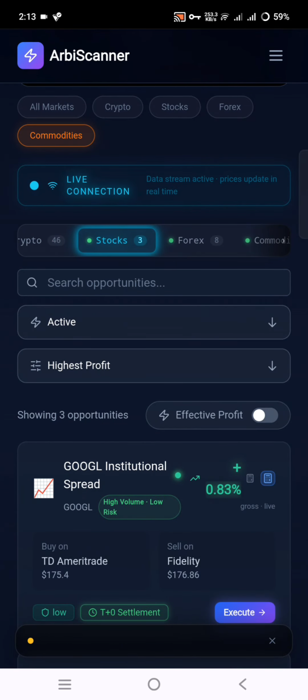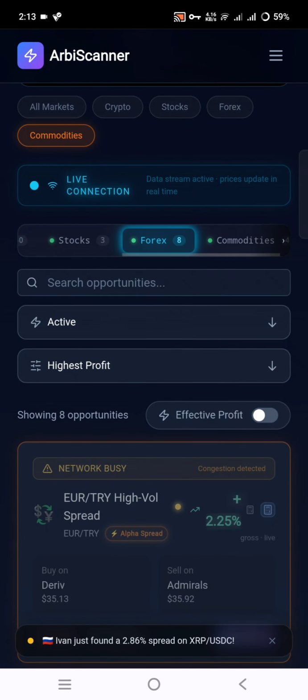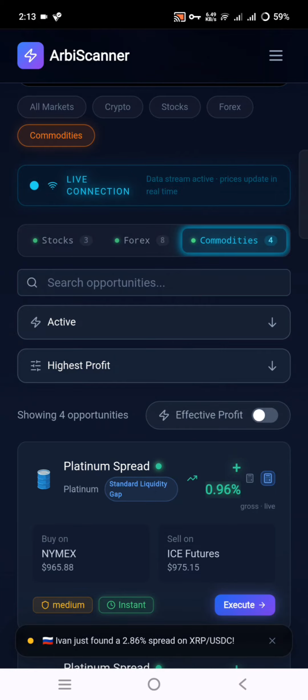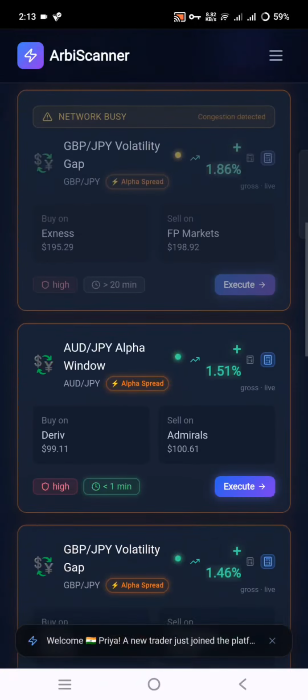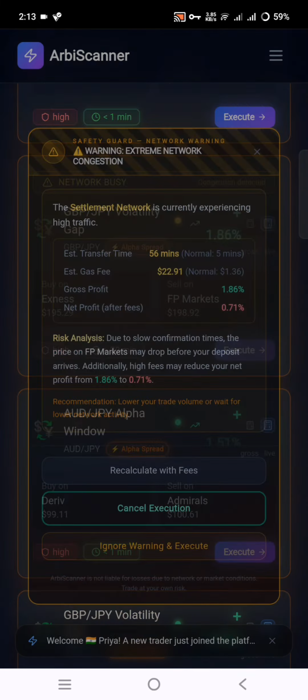And as we scroll through the markets, for crypto we have 46 opportunities. Stocks, we have 3 opportunities. Forex, we have 8 opportunities. Commodity, we have 4 opportunities. Let's go back to Forex here. Scroll down, you can see this one, there is congestion detected.